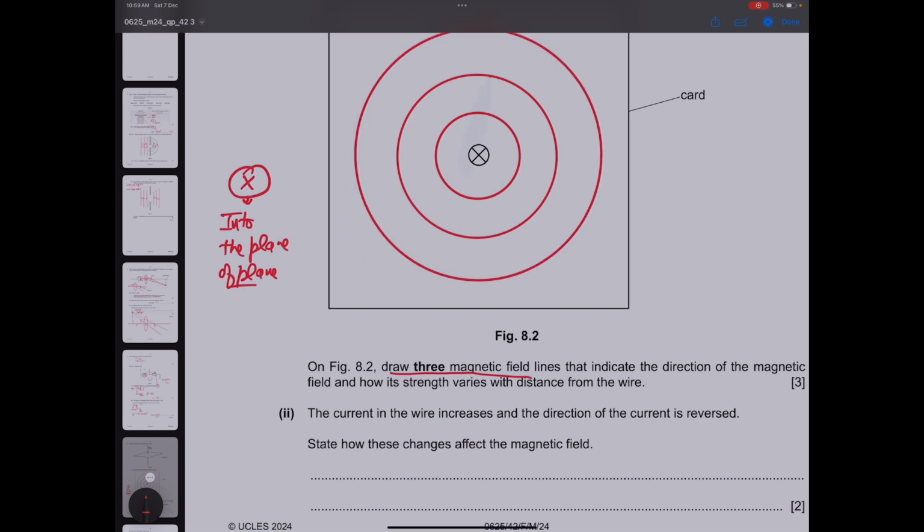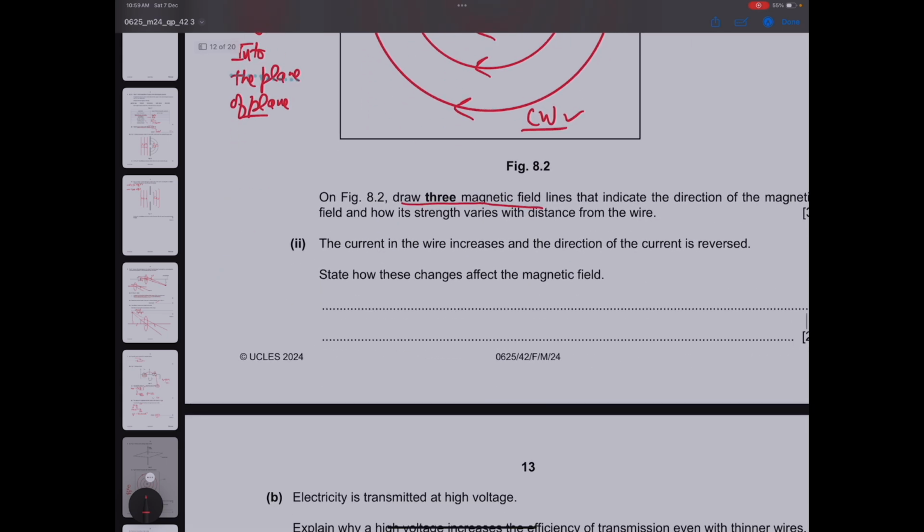So your fingers should curl in this direction. When the thumb is downwards and you curl your fingers, it is clockwise direction. So just mention clockwise. All right. Now, the next part, the current in the wire increases and the direction of current is reversed.